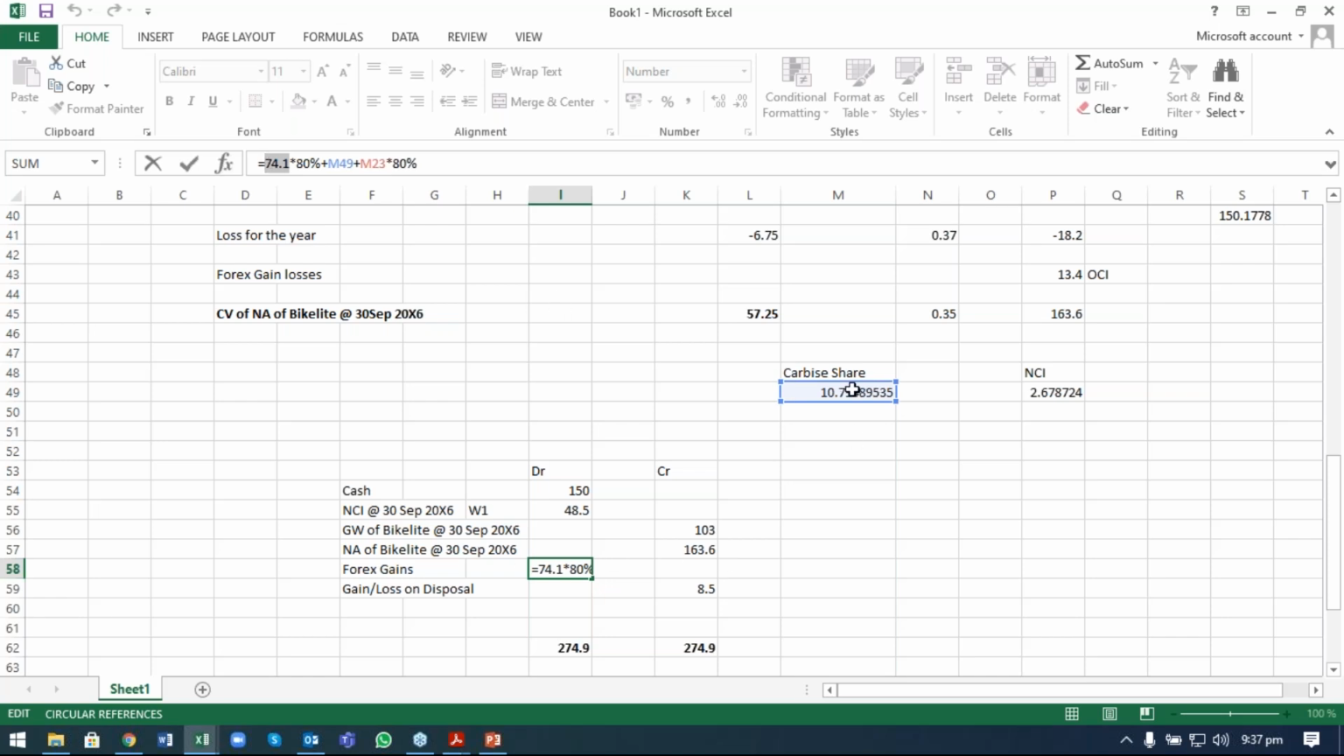Next thing is, for the year ended, the 9-month foreign exchange gain losses should be bifurcated between the NCI and the parent company. I hope this is pretty much clear. If you still have confusion, then do let me know.